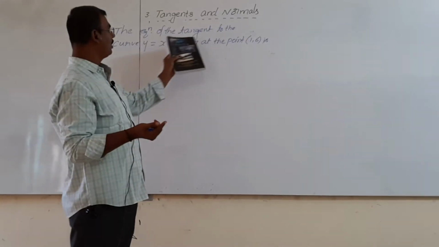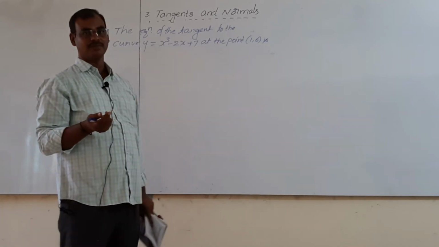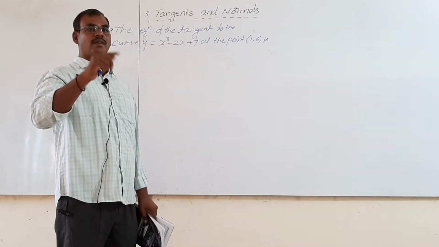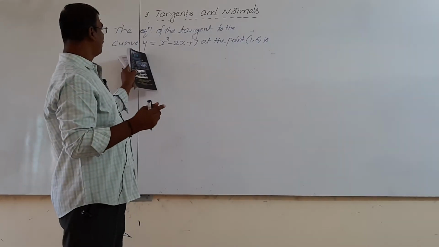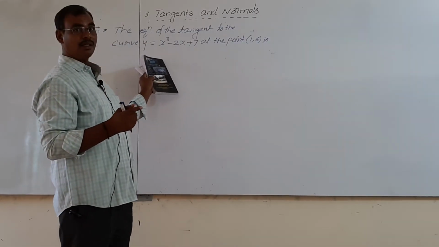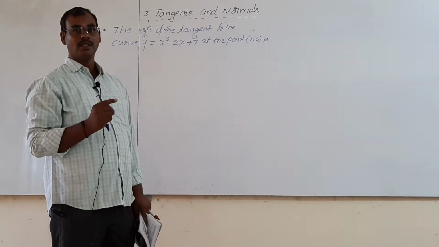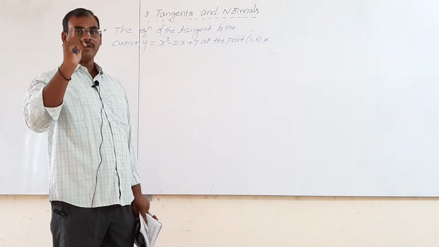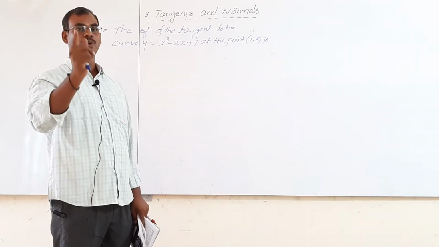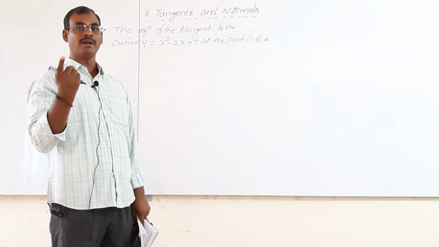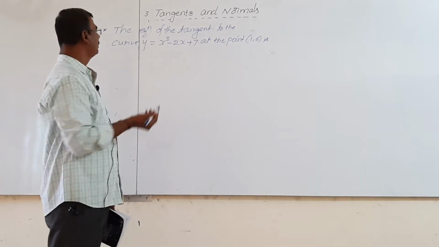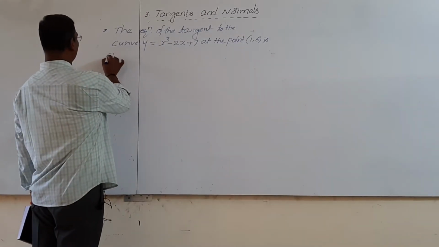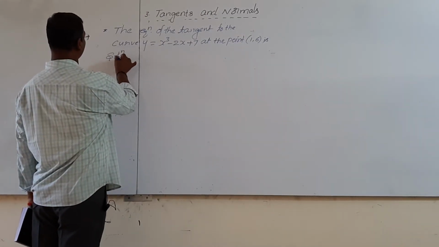The condition 1, point, is given. Which is not given? Slope is not given. Instead of slope, what has he given? The curve is given. If the curve is given, can you find out the slope of the tangent? Yes. How to find it? Differentiation, dy by dx. So take the given curve.